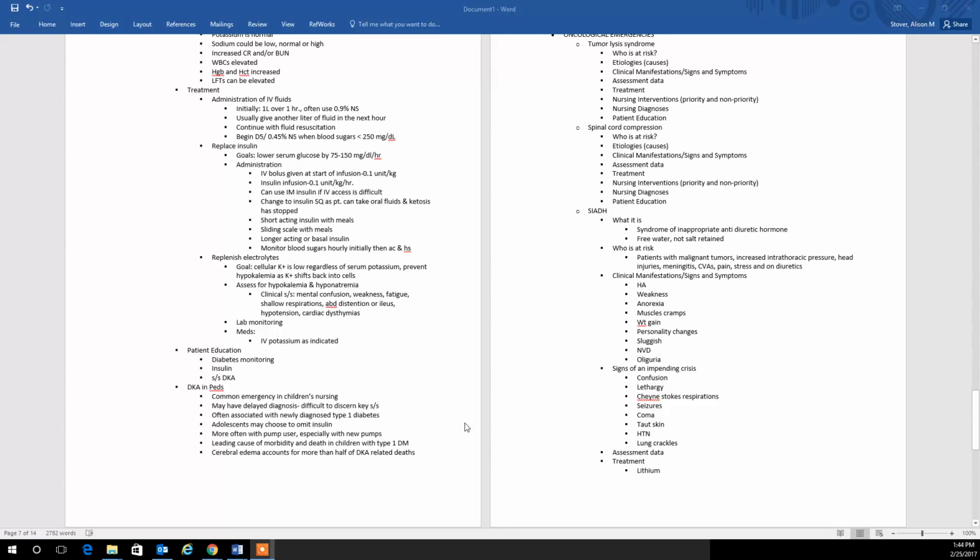DKA in the pediatric population is the most common emergency in peds nursing. Most of the time there's a delayed diagnosis. Adolescents, you'll see a lot come into the emergency department in DKA because they don't take their insulin, whether they forget or they choose not to. Also, when someone just gets a pump for the first time and they're trying to figure it out, DKA can occur then. It's the leading cause of morbidity and mortality in children with type 1 diabetes, and cerebral edema accounts for more than half of all DKA-related deaths.